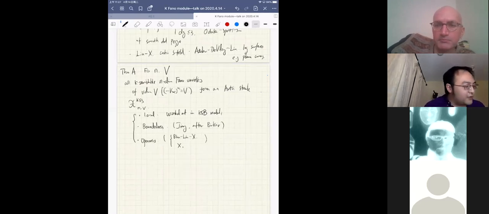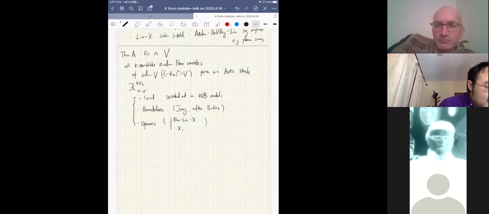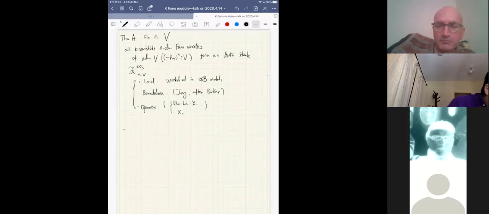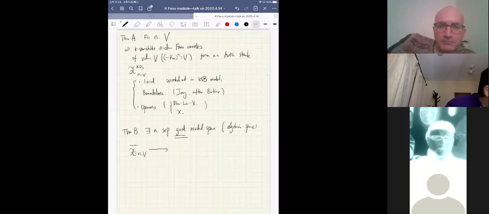So anyway, we know that the moduli functor, if I just look at the K-semistable ones, is a formal Artin stack. But then the second step is that there exists a separated good moduli space, which is an algebraic space. I will explain what this good moduli space means, but it is uniquely determined by the functor. So given the stack, we have a good moduli space.